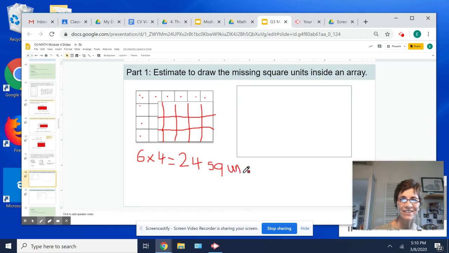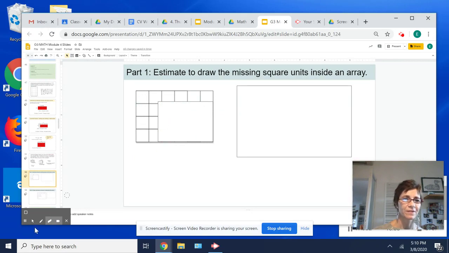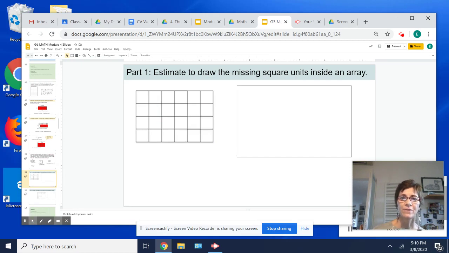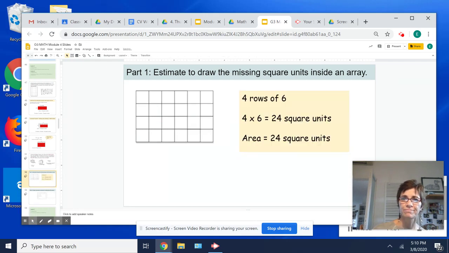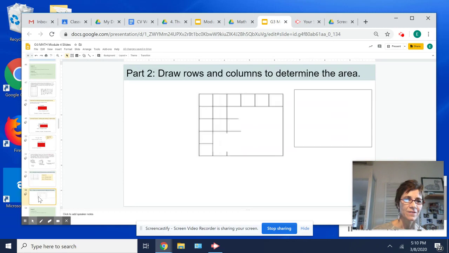Okay, I'm not very good at this. All right. Okay. Here we go. Okay. There we go. And yep, 4 rows of 6. 4 times 6 is 24 square units. Same here. Same thing over here.